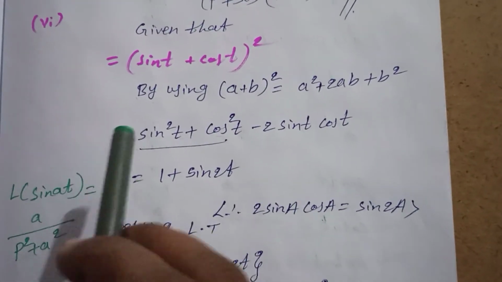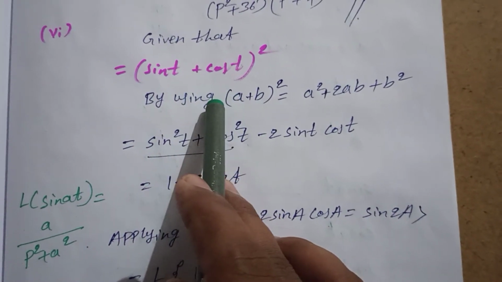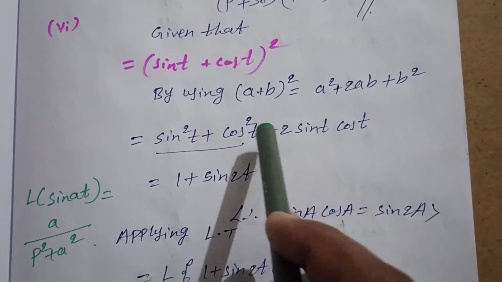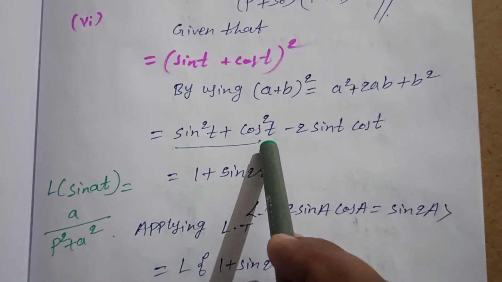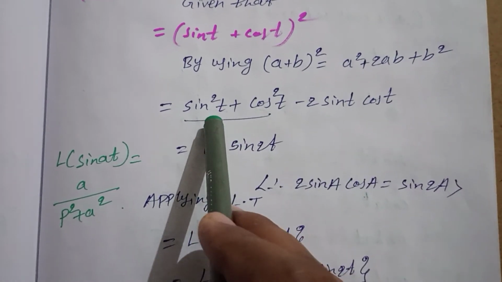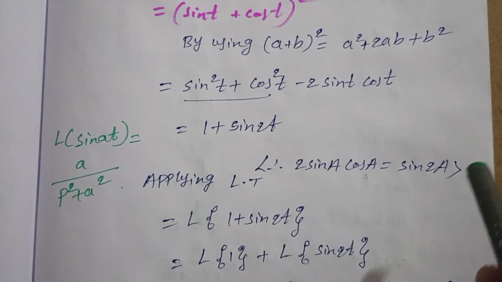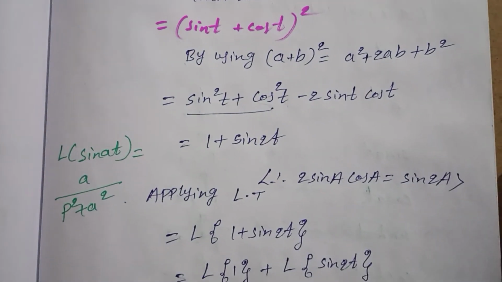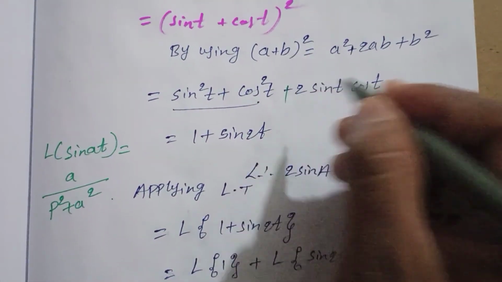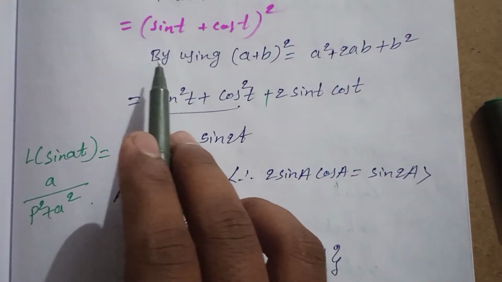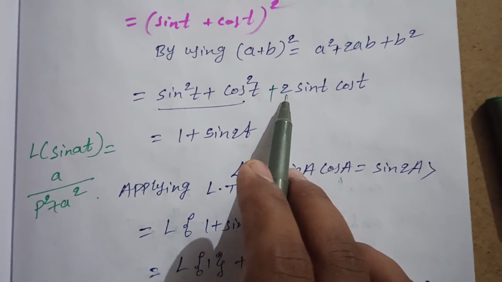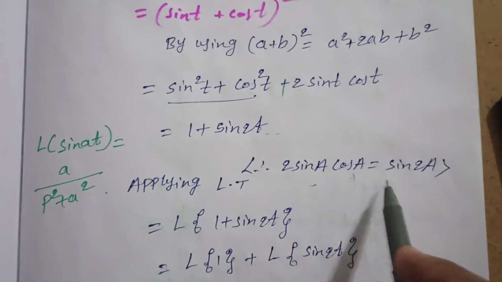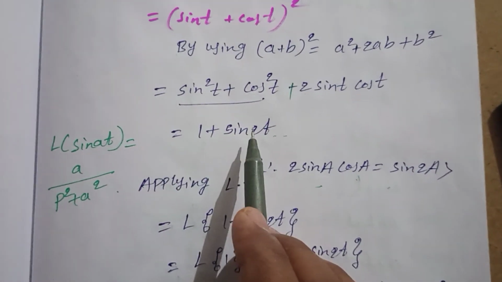Now the next problem we are going to discuss. It looks like in the form of a plus b whole square. So I am splitting it as a square plus b square plus 2ab. We know very well a square plus b square value is 1. So I write 1. Here it looks like 2 sin a cos a, so that is the sin 2a formula. For this I am applying Laplace.